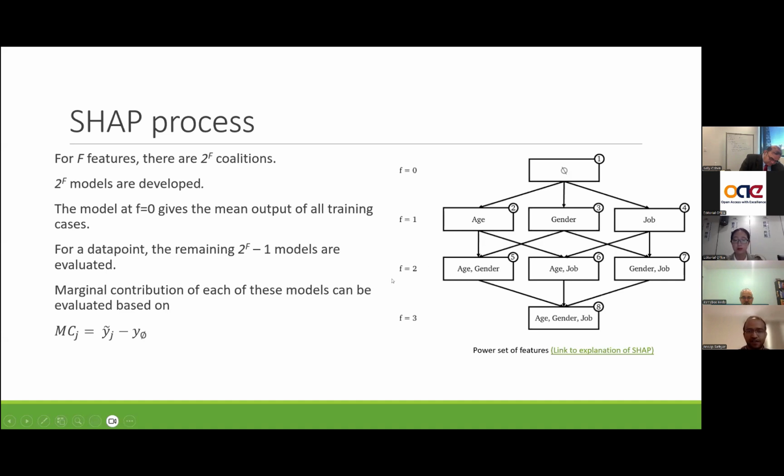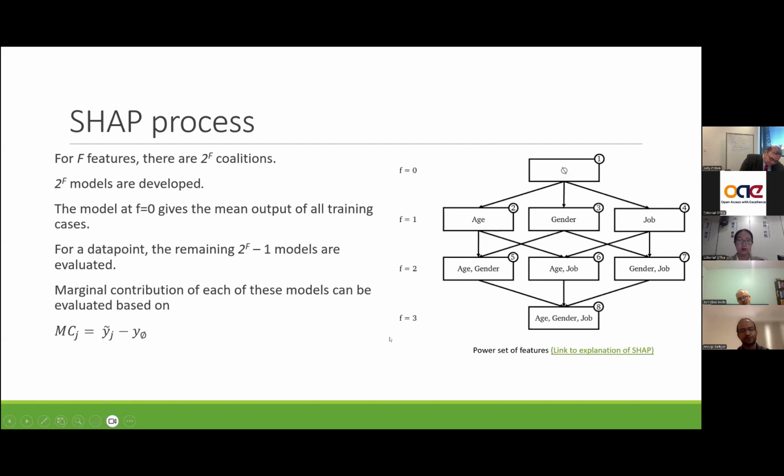Then here is the second layer, F equals 2. Here it combines 2 inputs at a time. So age and gender, and then you have the outcome. Age and job, you have the outcome, and gender and job. And since in this example we are only considering 3 variables, F equals 3 is the last layer, and that would be age, gender, and job.